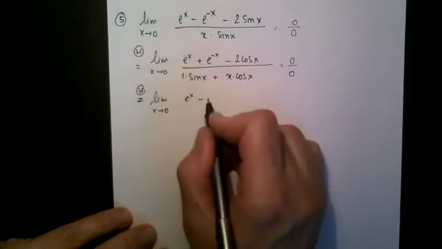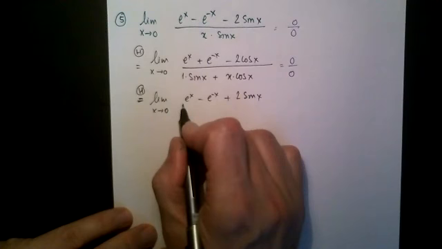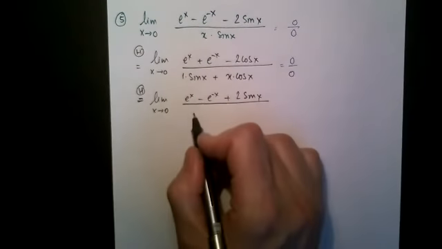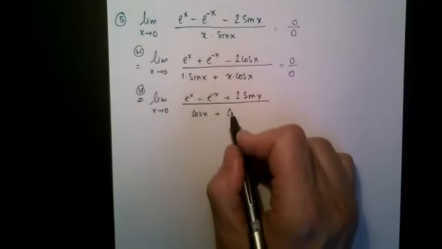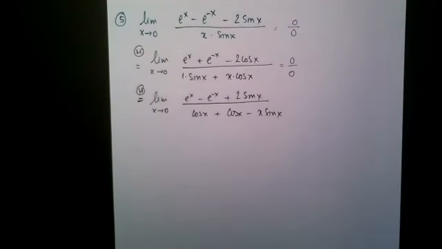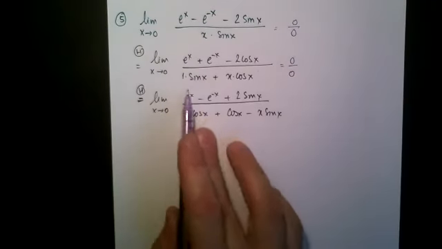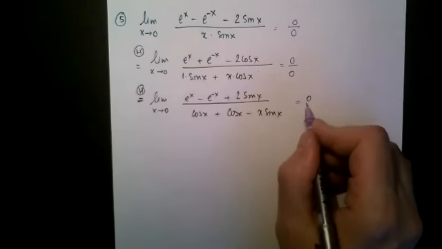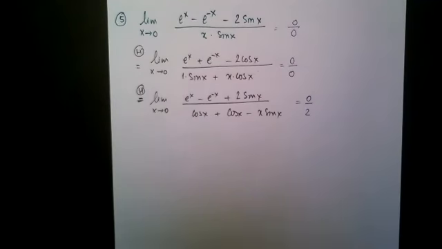So it's e to the x minus e to the minus x, and then plus the derivative, so it's 2 sine x. And on the bottom, I have cos x, and here I have the product rule again: cos x minus x sine x. Good? Questions? Okay, 1 minus 1 is 0, plus 2 times 0, again 0. And on the bottom, I have 1 plus 1 is 2 minus 0 is 2. Oh, there you go. 0 over 2, and that's 0. My answer is 0.